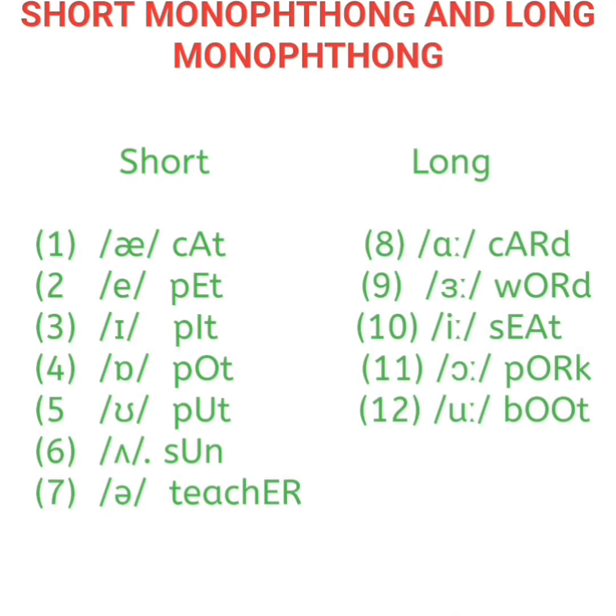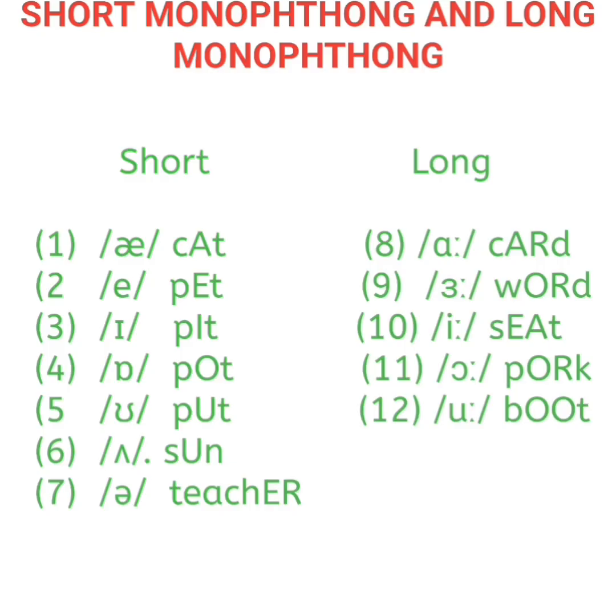Let me introduce to you the 12 monophthong sounds we have. In my introduction, I'm going to classify the monophthong into 2: short monophthong and long monophthong. Short has 7 sounds and long has 5 sounds. Altogether that makes the 12 vowel sounds we have in the English language. So these are the 12 monophthong sounds we have.